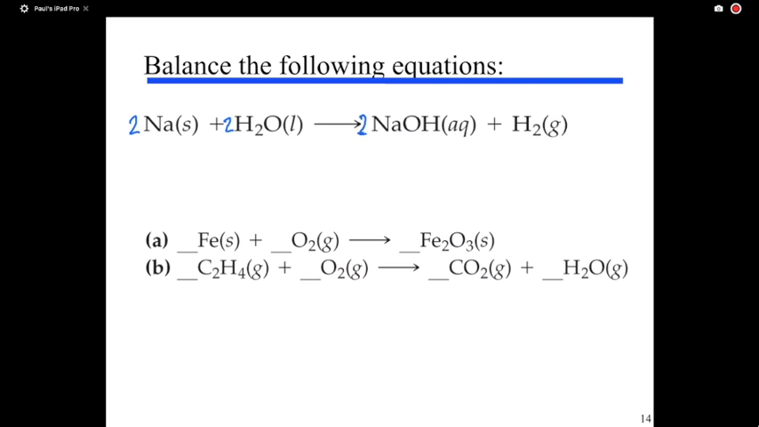All right, now, how many oxygens do I have? It's the last thing, right? On this side I have how many? 2. On this side I have how many? Oh, that's too simple.